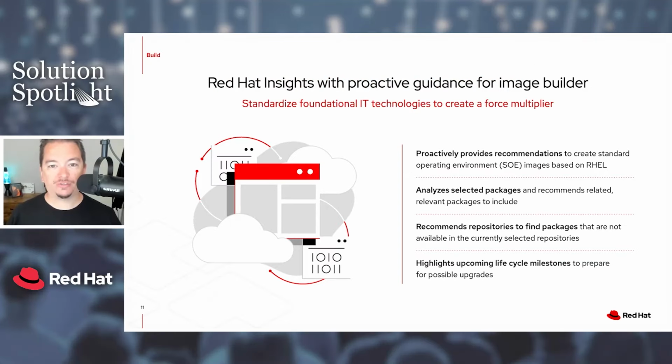As Proactive Guidance for Image Builder grows, we'll be looking at things like analyzing package selection and recommending certain packages. For instance, if you choose a database, it may recommend that a lot of users that deploy that database also deploy Nginx as a web server. Would you like to add Nginx?